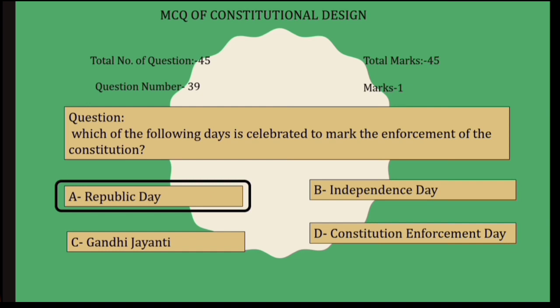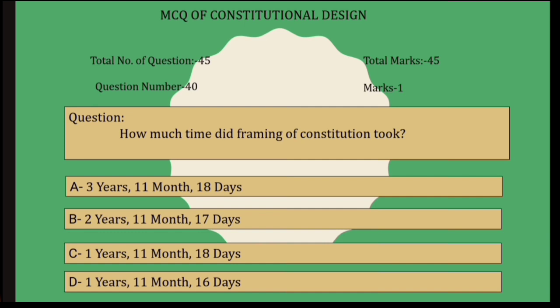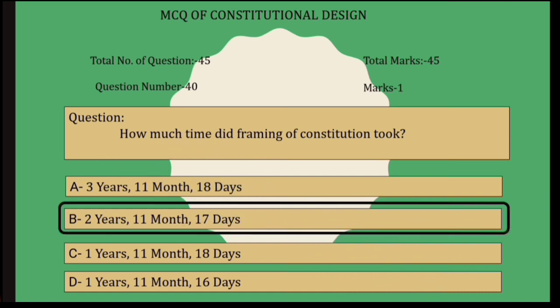Question 40. How much time did the framing of the Constitution take? Option A. 3 years, 11 months, 18 days, B. 2 years, 11 months, 17 days, C. 1 year, 11 months, 18 days, D. 1 year, 11 months, 16 days. Correct option is B. 2 years, 11 months, 17 days.